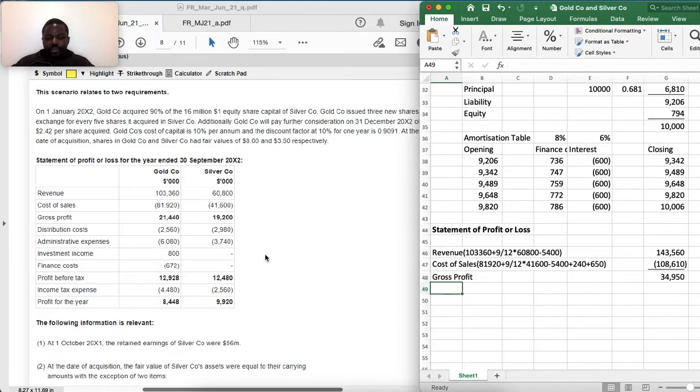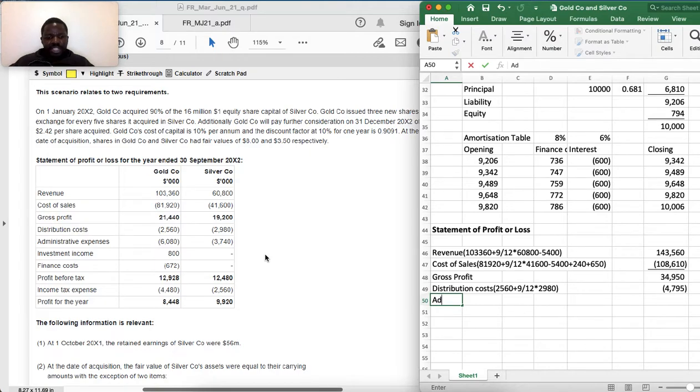From gross profit, we put distribution costs. Distribution costs will take all of the parent plus 9 divided by 12 of the subsidiary, 2,980. No adjustments here. 2,560. We add 9/12 of the subsidiary, which is 2,980. Get that figure.